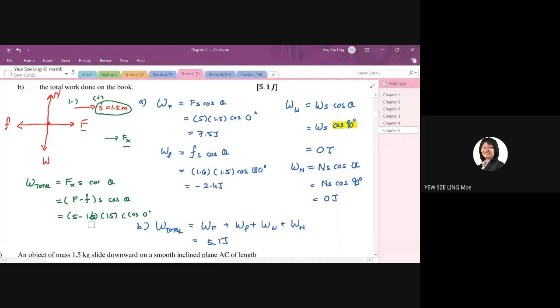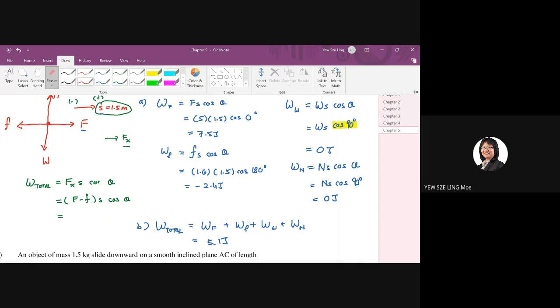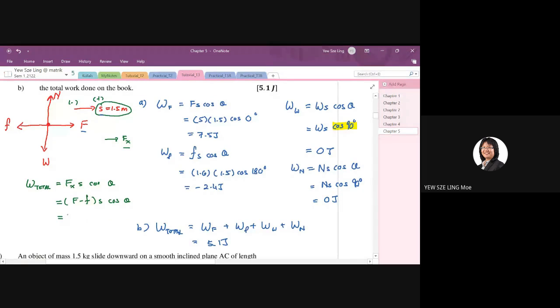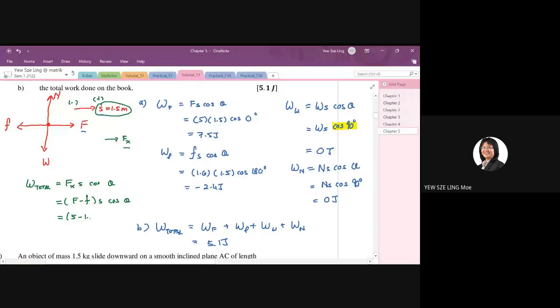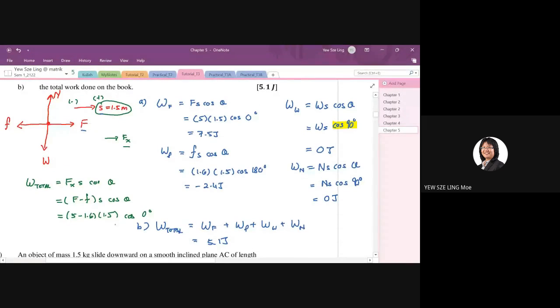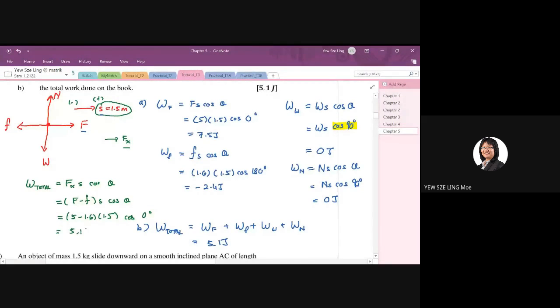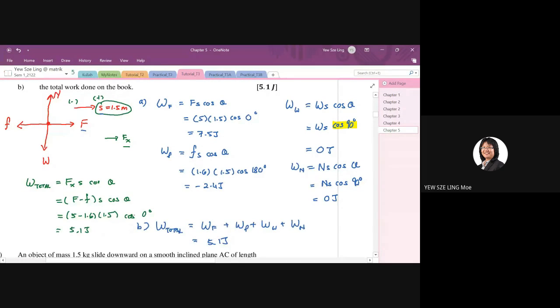Let me rewrite it. Okay, now it's correct. Just that it wasn't tidy, so I rewrote it. So 5 minus 1.6, times 1.5, and then cos 0 degrees. Therefore, you're still going to get 5.1 joule. If you get Fx in the opposite direction, then you need to use cos 180 degrees.